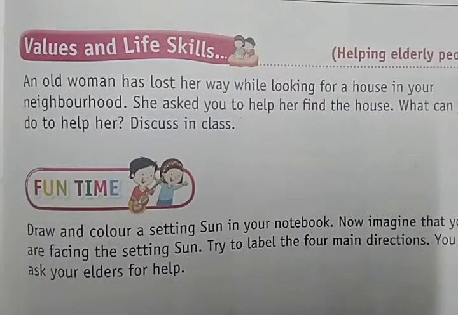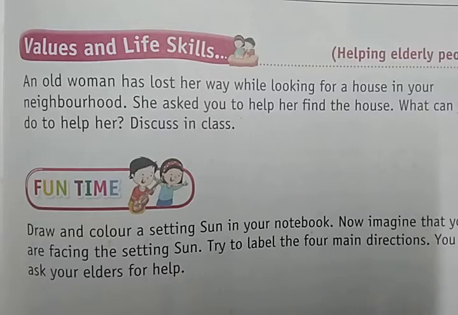Value and life skills. An old woman has lost her way while looking for a house in your neighborhood. She asked you to help her find the house. What can you do to help her? Discuss in the class. First, you need to ask her in which direction her house is. According to the direction, you need to ask her whether it's left, right or straight. Then accordingly, you have to take her to her home.